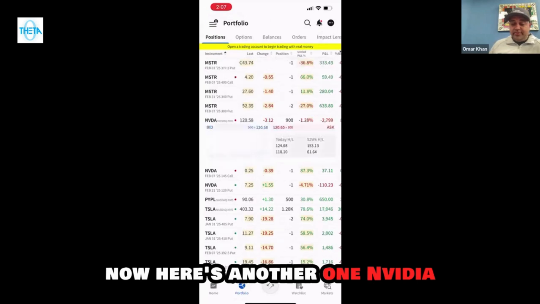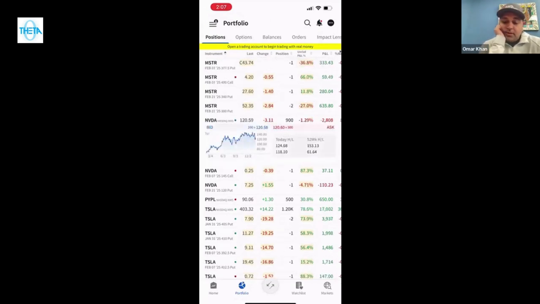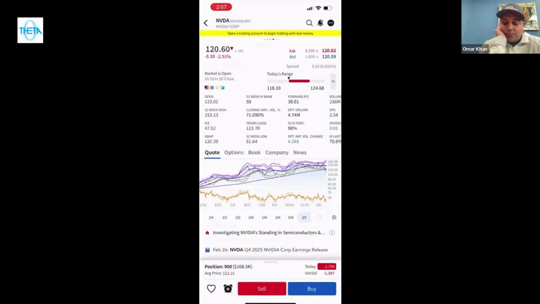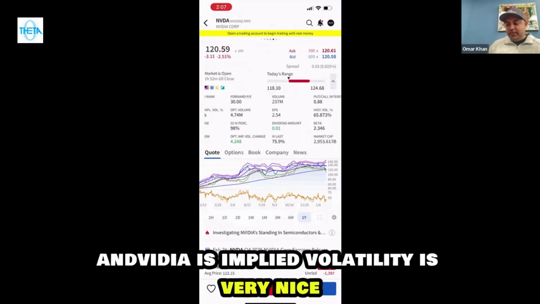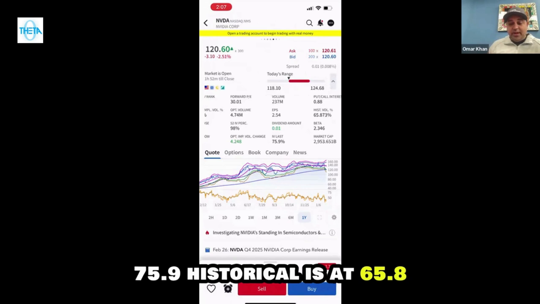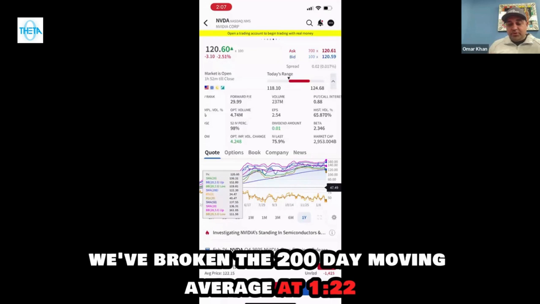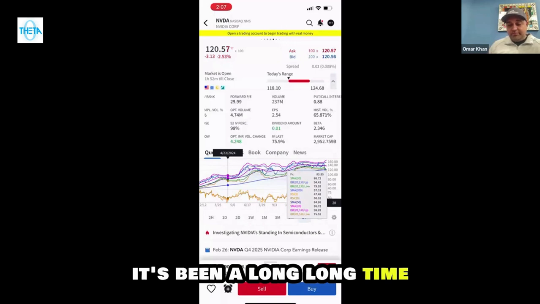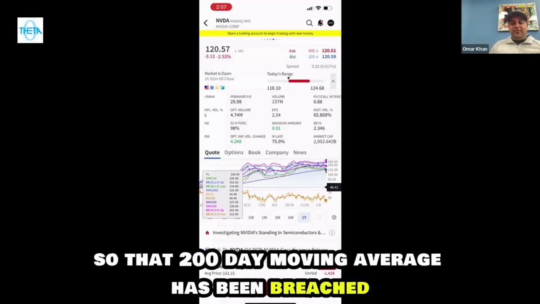Now, here's the other one, NVIDIA. What do we do with NVIDIA here? NVIDIA's implied volatility is very nice, 75.9. Historic is at 65.8. But look at that. We've broken the 200-day moving average at 122, and I don't remember when we last did that. It's been a long, long time. So that 200-day moving average has been breached.